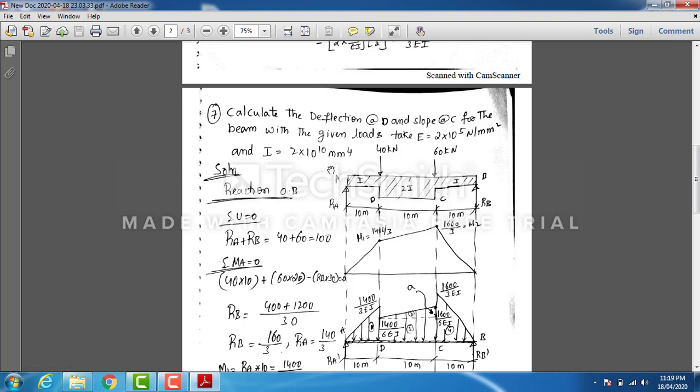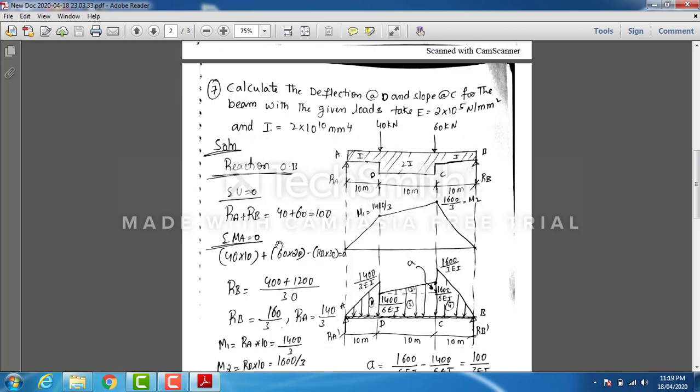So here I have taken a problem where we have 2 different loads, but both are at equidistance from the supports. So in this problem we are supposed to find slope at C and deflection at D. Okay, somewhat different from our previous problems. So here I found the reactions. I think all of you know how to find these reactions.